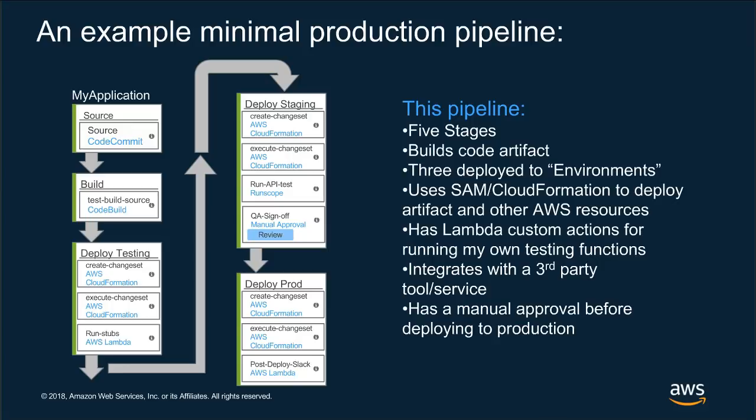So CodePipeline supports the ability for you to have, say, another team or another process come in and require some sort of action to be taken to approve going forward through your pipeline. And then we see my production deploy. In this case, for my production deploy, I'm also using CloudFormation and again have a Lambda function that I call after my deploy finishes. So just a basic example showing the type of flow that you'd want to think about.